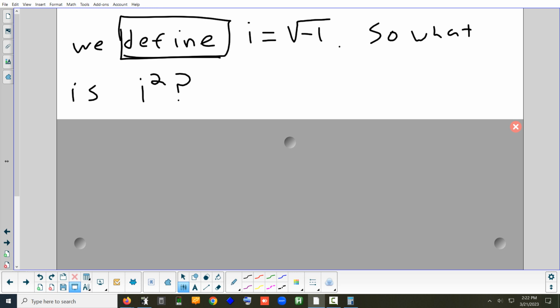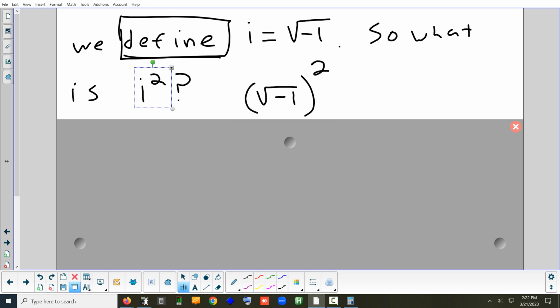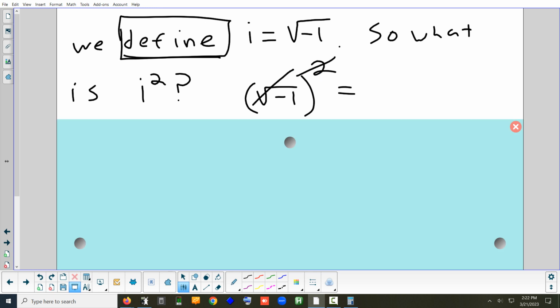So now, I want to think about i squared. That I can prove to you what it is, based on the definition of i. Well, what did we just say i is? It's the square root of negative 1. That's i, multiplied by itself. Squared. What happens when you square and square root something? It cancels out. So what are you left with? You're left with negative 1.